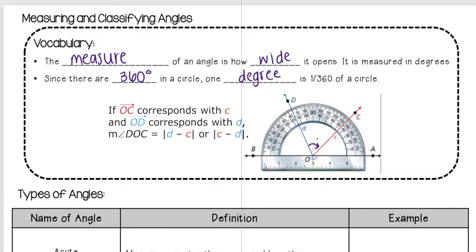And so we see a visual here. We have this ray OC coming out and OD coming out, and we get this angle created. We can find the measure of that angle by subtracting D from C or C from D and taking the absolute value. And we'll get some practice with that here in a minute.